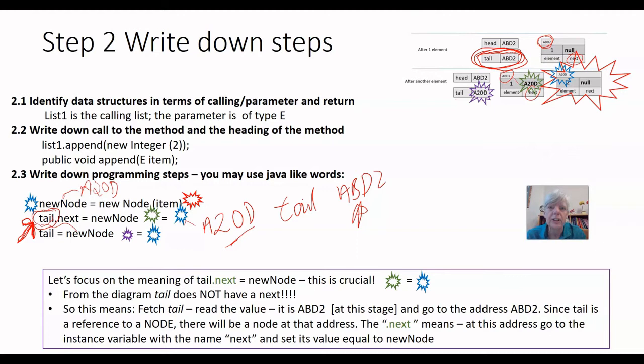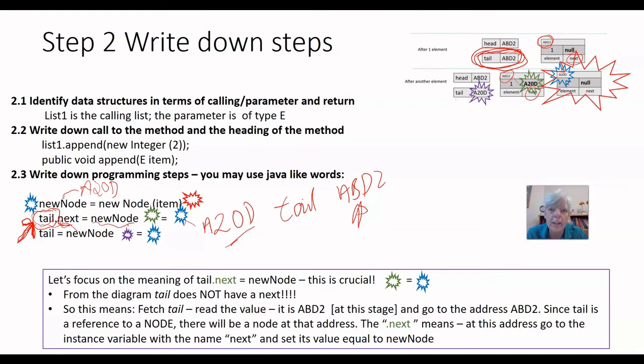But when I use this tail dot notation, I say go to the address in the memory, which is the current value of tail. What is that? A20D. Go there. That's what the dot means. Go there. And there you will find an instance field called next. Go to tail.next and set that next to a value. And what is that value? That value you find in new node.